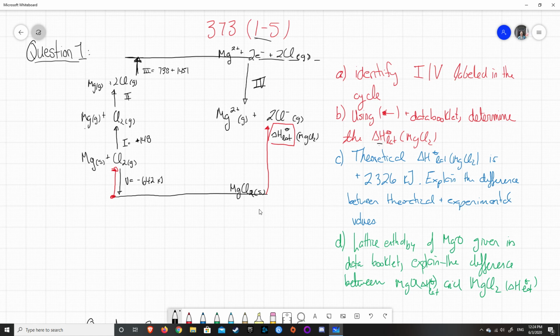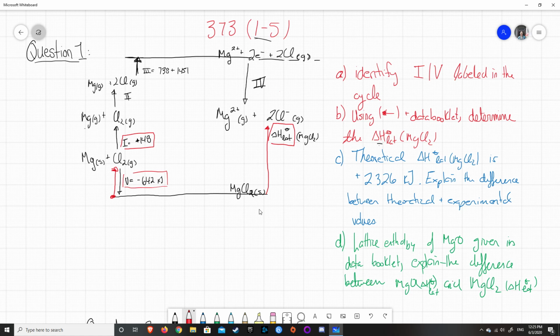So identify 1 and 4 labeled in this cycle. It's provided to the left. So let's look at what number 1 and 4 is. So number 1 is located right here. And number 5 is located right here. So let's break this down. Let's look at what's going on.